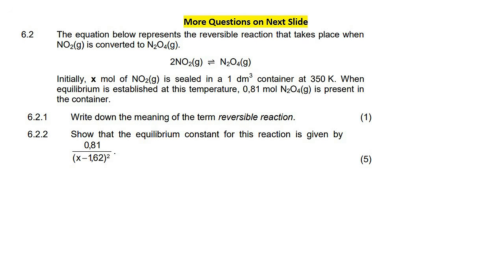It says the equation below represents the reversible reaction that takes place when NO2 is converted to N2O4. Initially, X moles of NO2 is sealed in a 1 decimeter container. When equilibrium... okay, so it looks like this is definitely a Kc kind of question. So that's definitely what we're going to be doing, but let's just have a look here. It says write down the meaning of the term reversible. So one of the definitions is that it is a reaction which can take place in both directions.